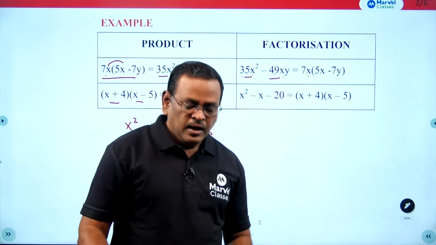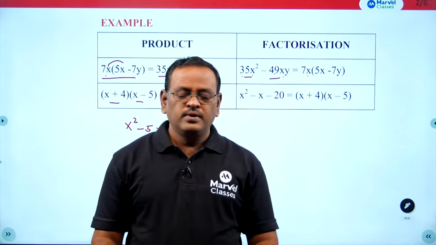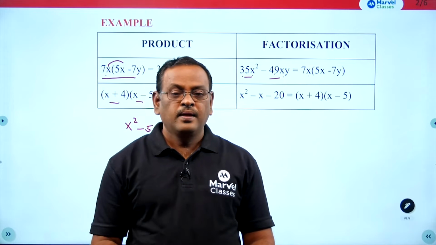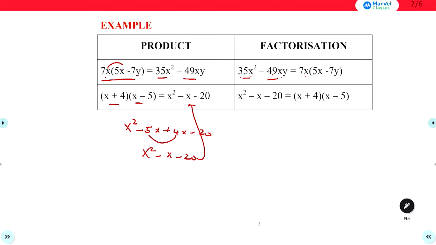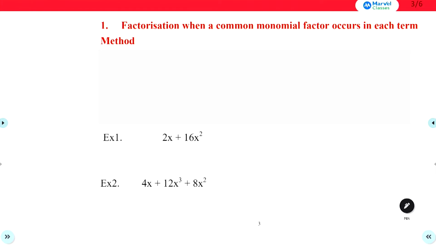Now I am going to teach a few different types of factorization. Now the first type of factorization: taking out a monomial common factor. Factorization when a common monomial factor occurs in each term.